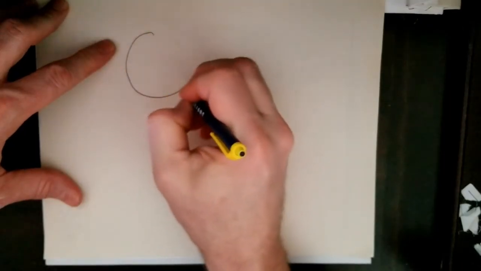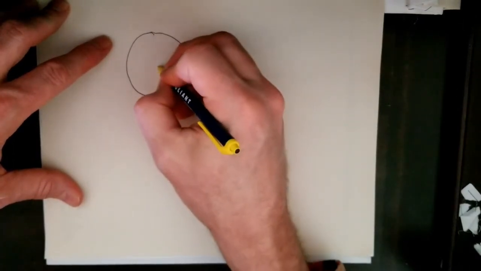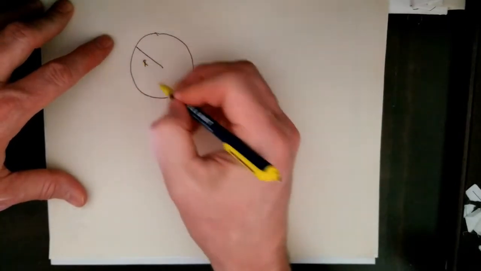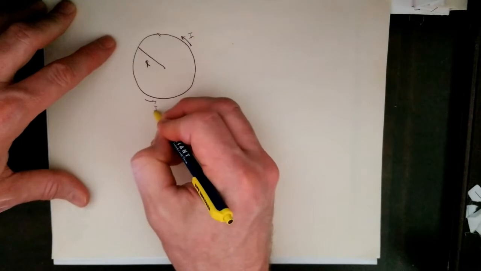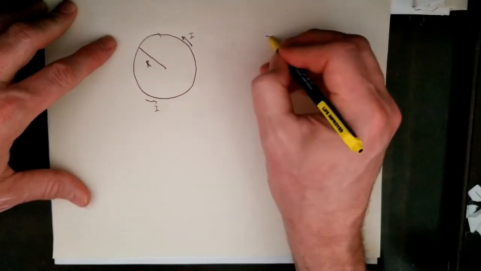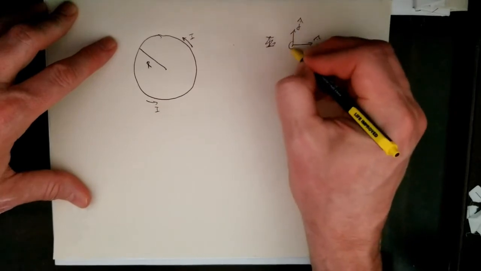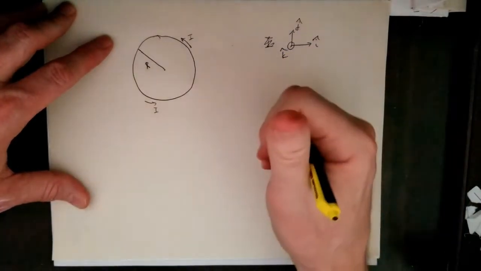If I have a circle here, a wire that's in a circle, and this is in radius of big R right here. I have a current that I'm going to have flow counterclockwise. And let's set up our coordinate system, i hat, j hat, and then k hat coming out of the page, because i cross j is k.